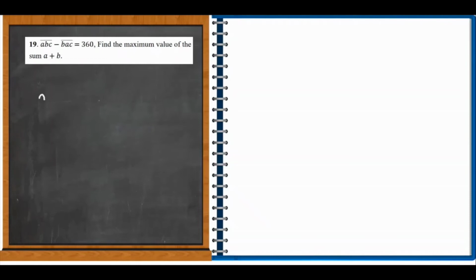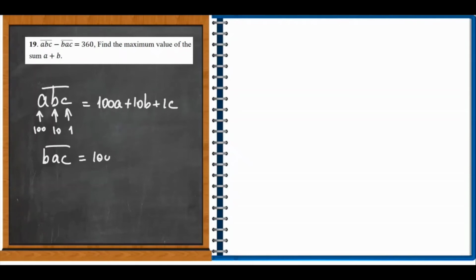Here, first let's understand what ABC under the bar means. It means that this is a number. It's a number consisting of A, B, and C. So C stands in the units place, B stands in the tens place, and A stands in the hundreds place. Therefore, we can expand this number as 100A plus 10B plus 1C. In the same way, we can write that BAC is equal to 100B plus 10A plus C.